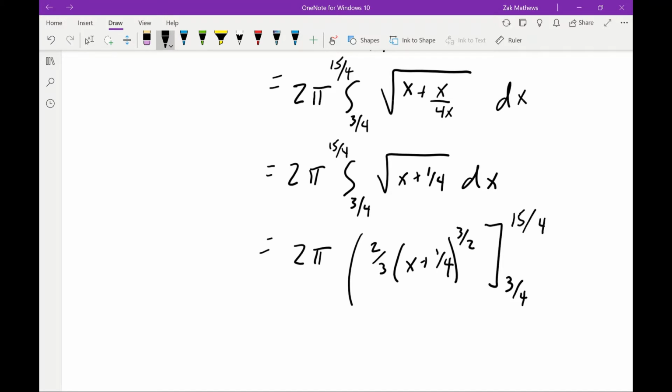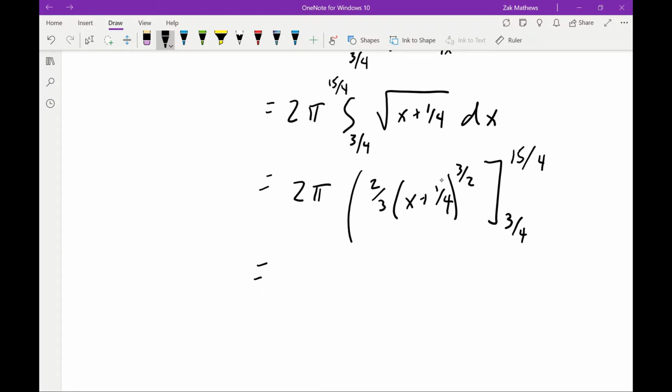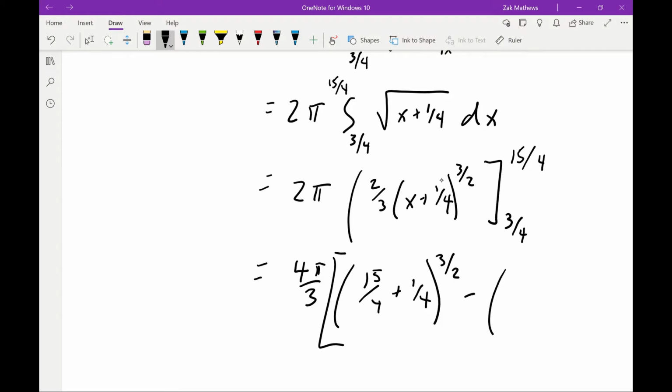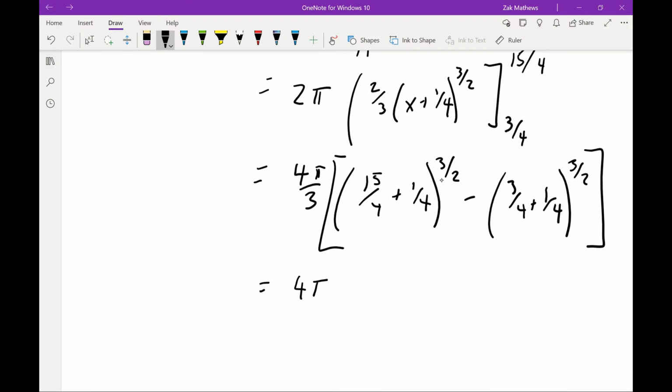We're going from 3/4 to 15/4. So I'm going to take care of the coefficients. That would be 4 pi over 3, and then I'm going to plug in. So I have 15/4 plus 1/4 to the 3/2 power minus 3/4 plus 1/4 to the 3/2 power. So these work out really, really nicely. 15/4 plus 1/4 is 16/4 or 4. And then 3/4 plus 1/4 is 1.